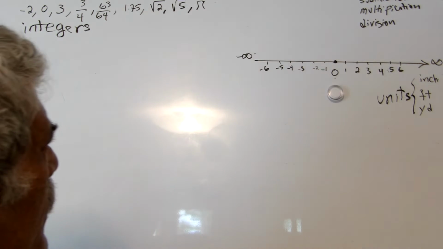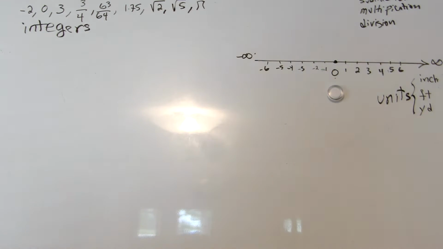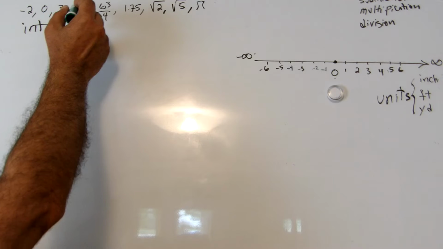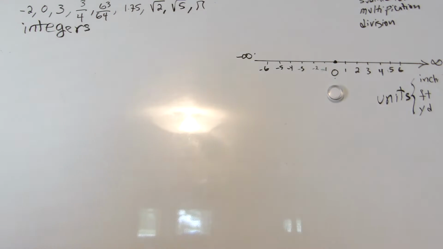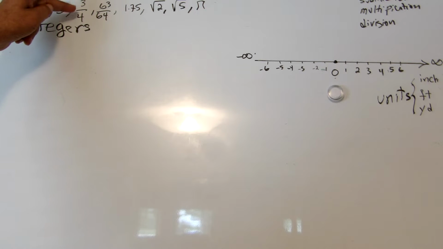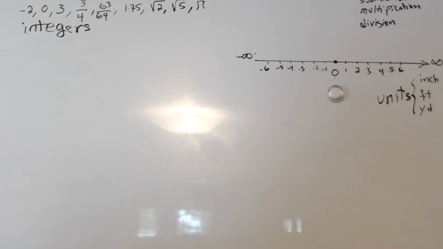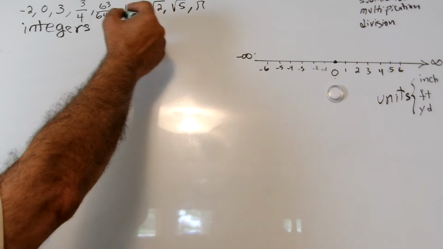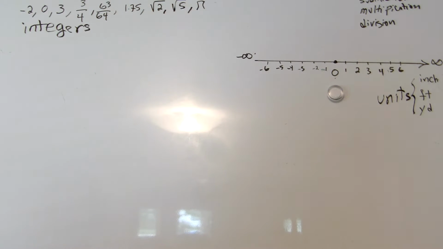So what we're going to do, first we talk about integers, their addition, subtraction, multiplication, and division. And then later we get to fractions. The fractions, numerator and denominator are integers. And then we talk about these later, radical numbers and pi's.